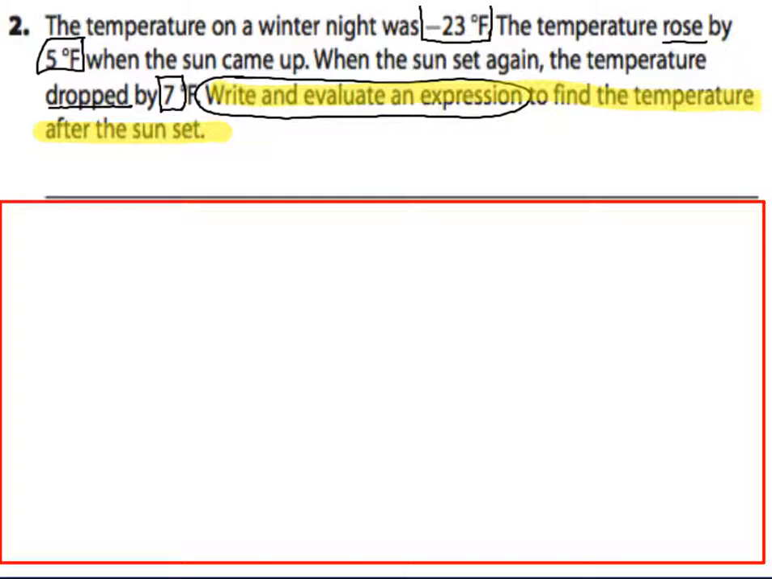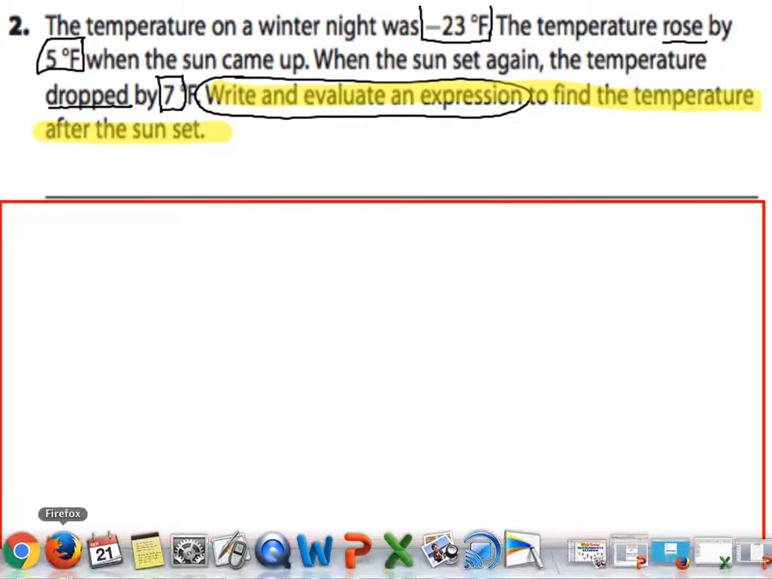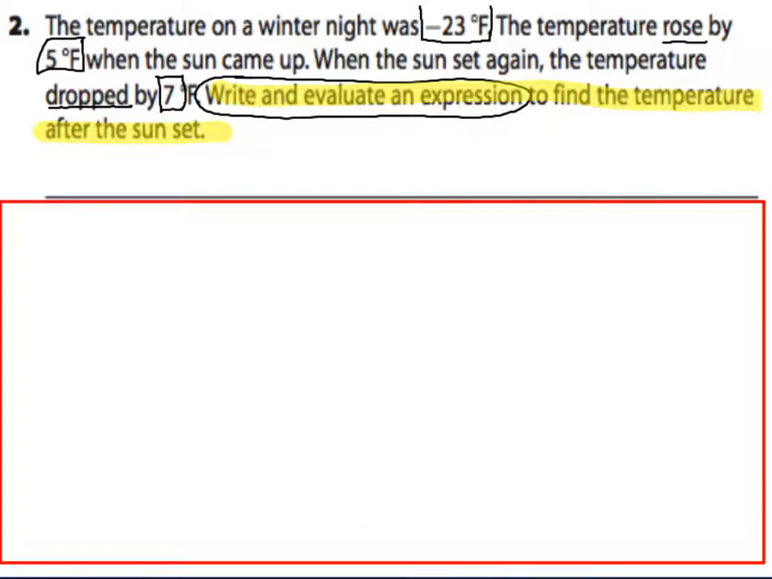All right, number 2. If you haven't done so, go back and do your ride. If you have, you should have boxed negative 23 because that's where you started. Again, rose and dropped being important words, 5 and 7 being important numbers, and then the same thing, write and evaluate an expression is telling us what to do, and the last part is the question. At this point, I want you to try to write your expression, and when you come back, check your answer.